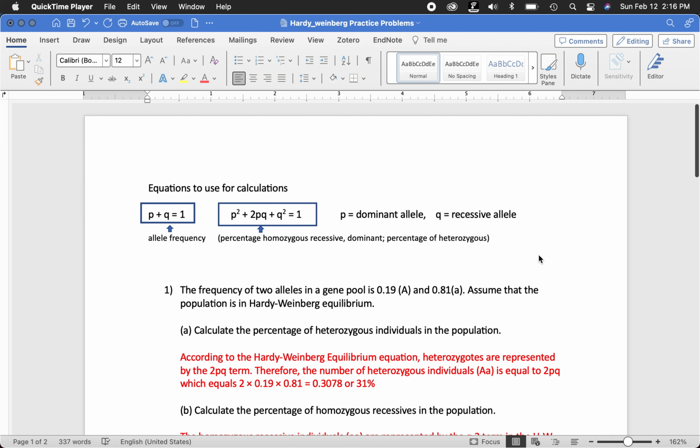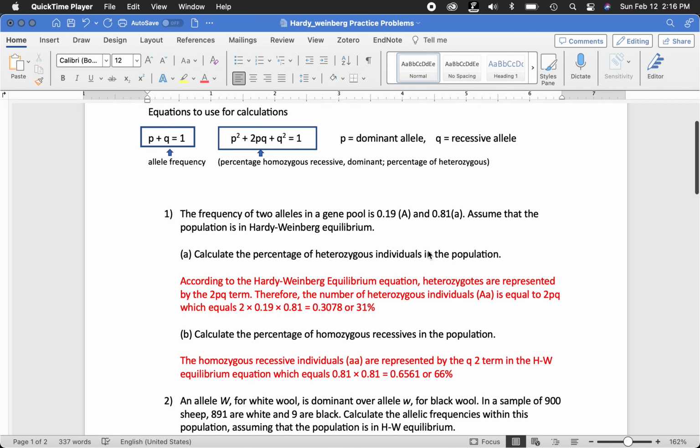Some Hardy-Weinberg problems. We're going to keep two equations in mind. This first equation, p plus q equals 1, is what will be used to calculate allele frequency or allele percentage. If I ask you for homozygous recessive or homozygous dominant percentages or frequency, you're going to use this p squared plus 2pq plus q squared equals 1. Same thing if I ask for percentage of heterozygous individuals or frequency of heterozygous individuals.